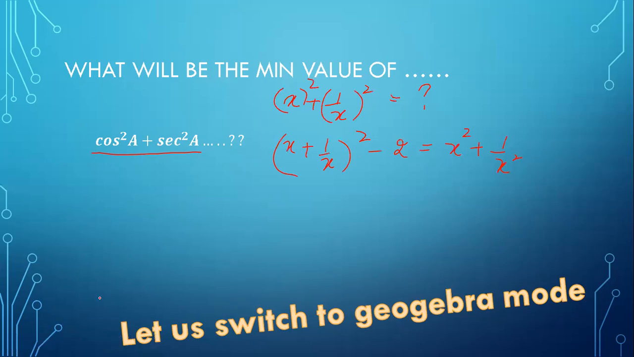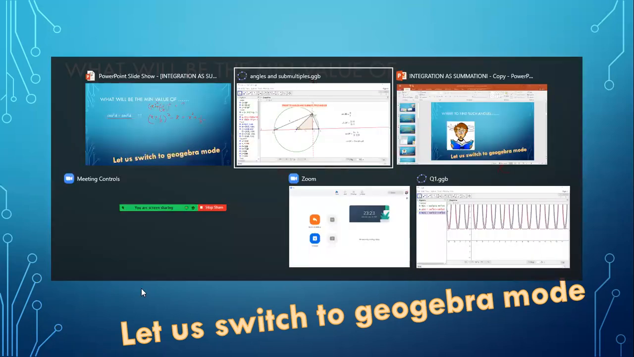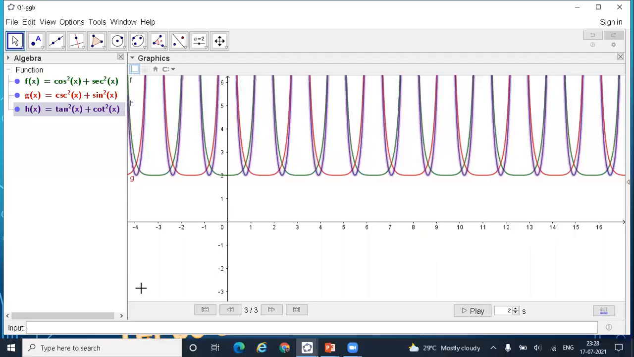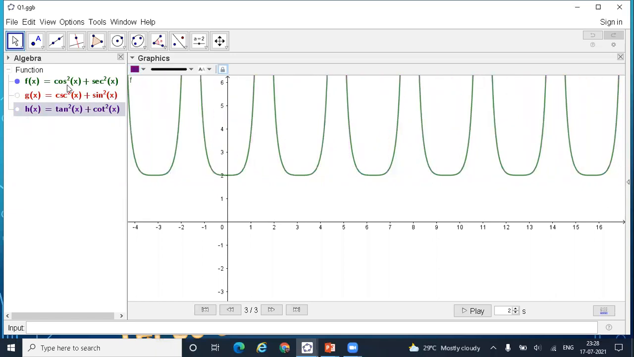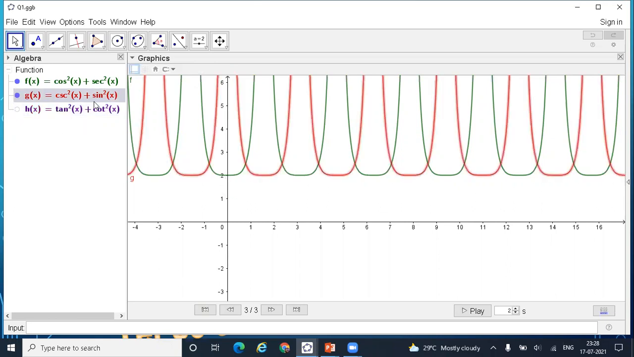But then, sometimes it is asked, what about the functions which are not cos and sec? So I tried to plot it over here, and I'll show you one by one. This is cos square plus sec square, minimum value 2. Now if I do it for cosecant and sine, cosec square and sine square, it's again 2.